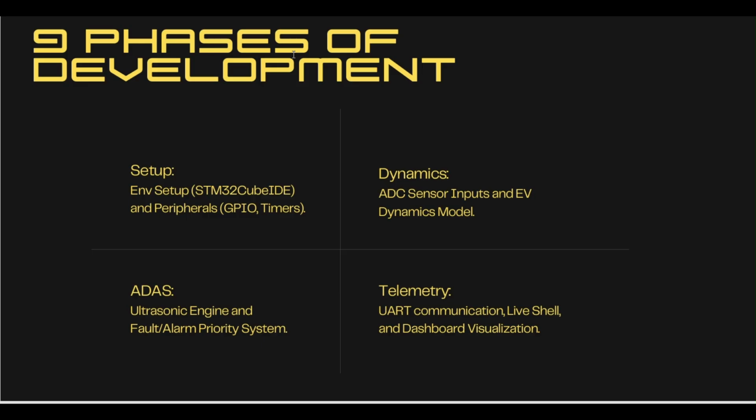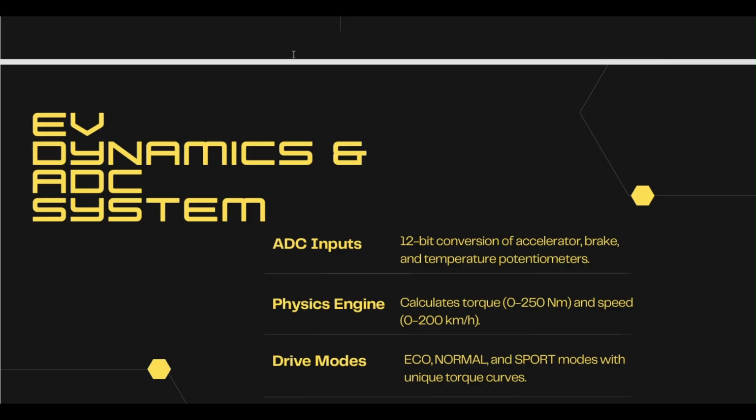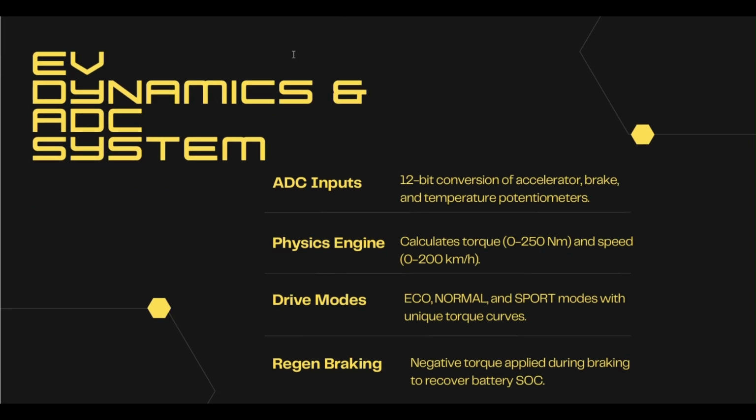Here we wrote the code to read the analog input and created the math for our vehicle speed and drive profiles. Then we moved to the ADAS domain. We added the code for our ultrasonic sensors to measure distances and built a four-step alarm system to handle dangers. Finally, we completed the telemetry domain where we set up the serial transmission and designed the beautiful graphical dashboard using Python.